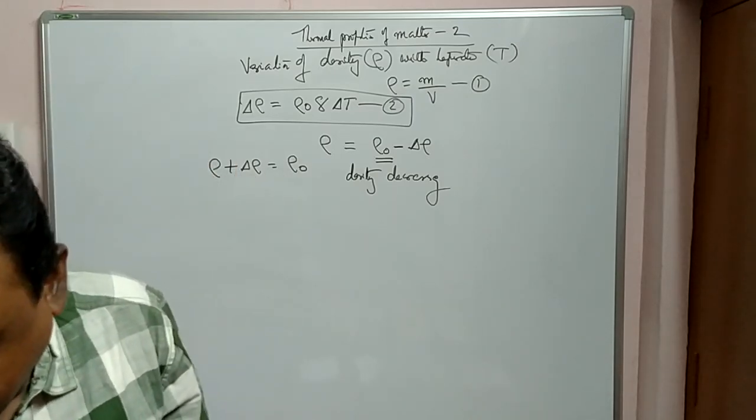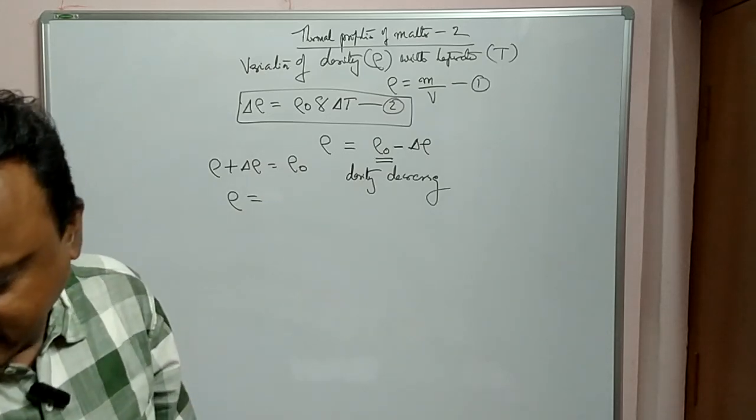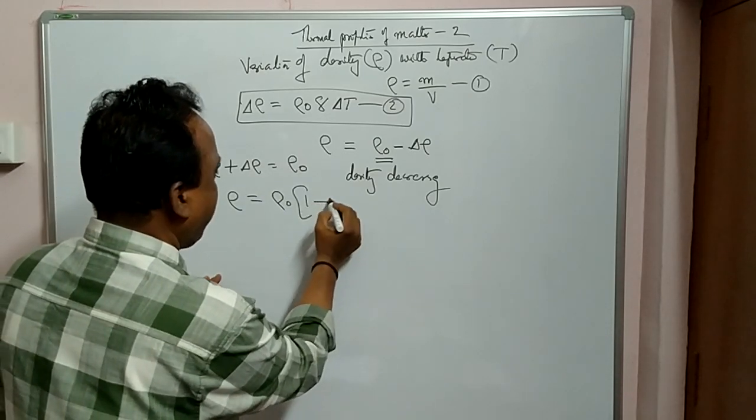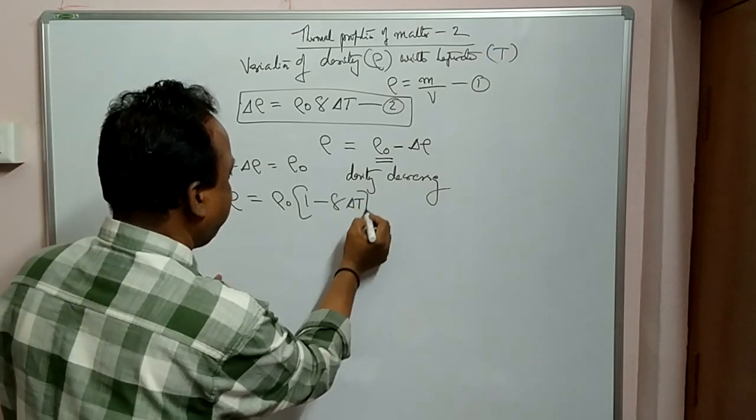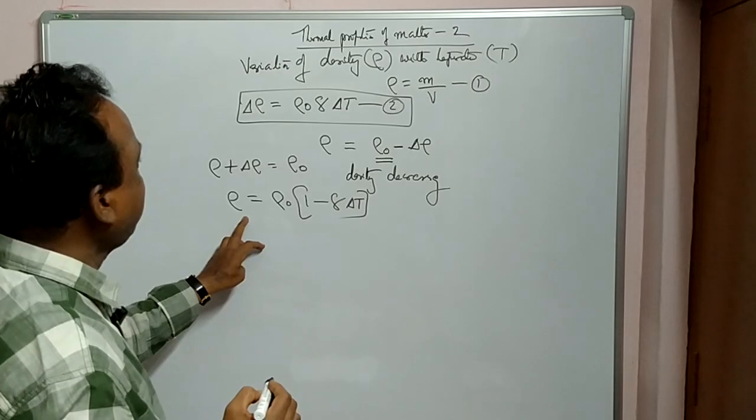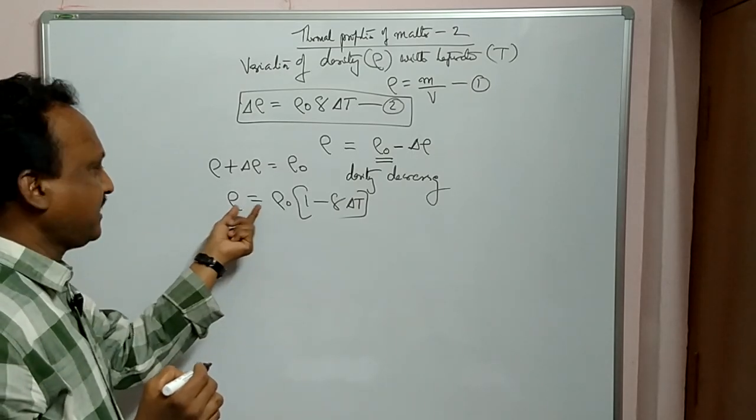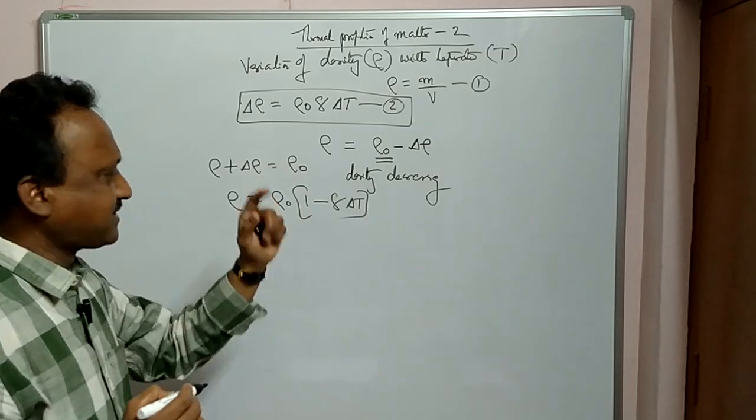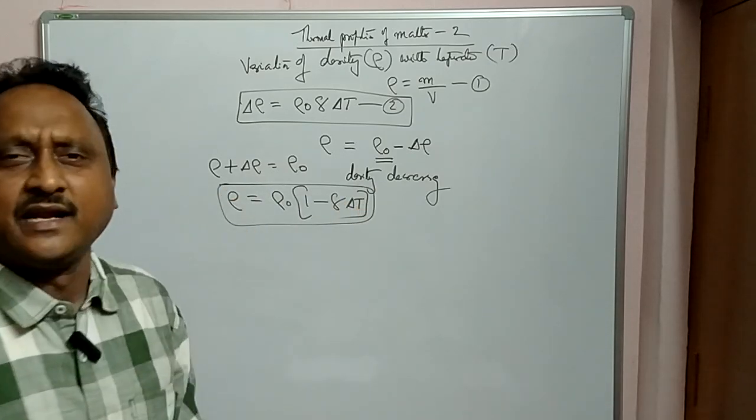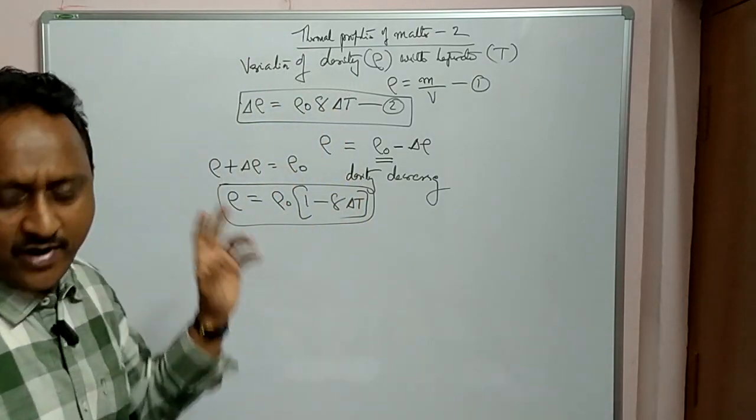Or you can simply write it as rho is equal to rho 0 into 1 minus gamma delta T. This is the final density, rho 0 is the initial density. Gamma is the coefficient of volume expansion, delta T is the temperature difference, rho 0 is the initial density, rho is the final density.